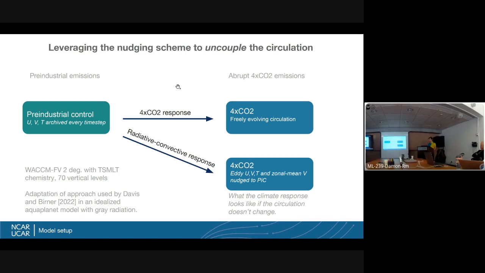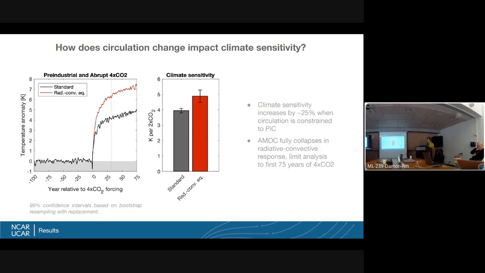I'm going to call this the 4 times CO2 response and this the radiative convective response, because I'm restricting the circulation from changing. The reason we do every time step and a few other details is because this is a very big forcing and the circulation does not want to stay the same. So it's worth just looking at the data to understand just how this pieces together.